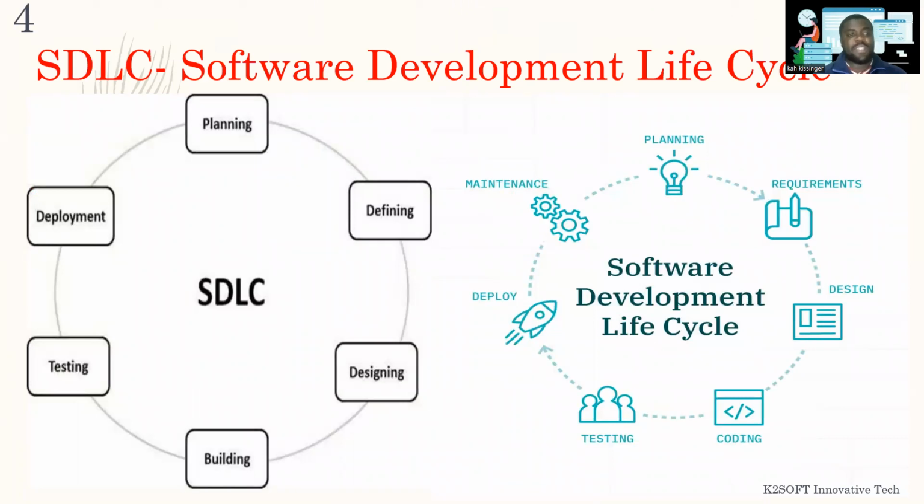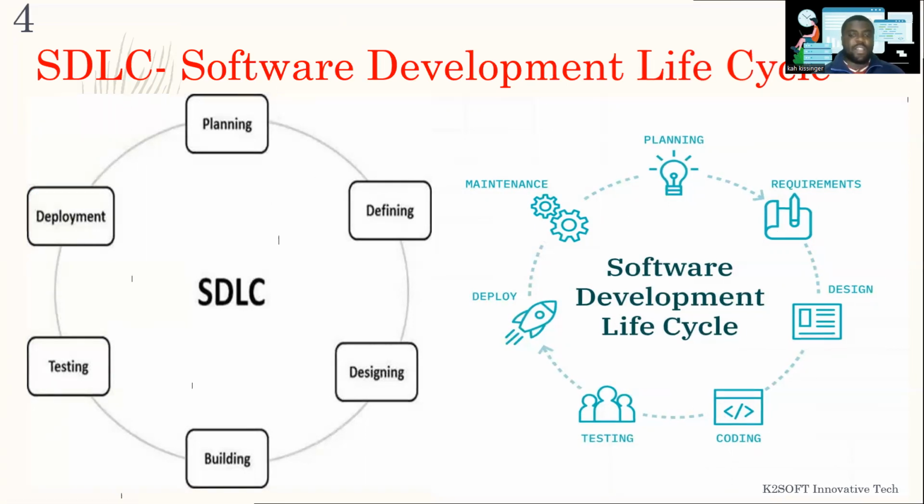Now, traditionally, some may have heard of the SDLC, software or system development lifecycle. Since we're in the domain of software, our system here is a software. And traditionally, these are some of the stages that you may see: the planning, the defining, the designing, the building, the testing, and the deployment. The same stages are found on the right-hand side of this other diagram: software development lifecycle. The same thing: planning, requirement, which is defining, designing, coding, testing, deployment, and maintenance.